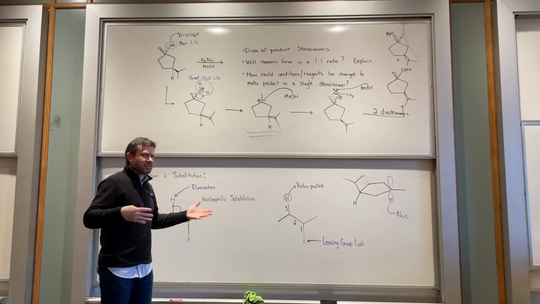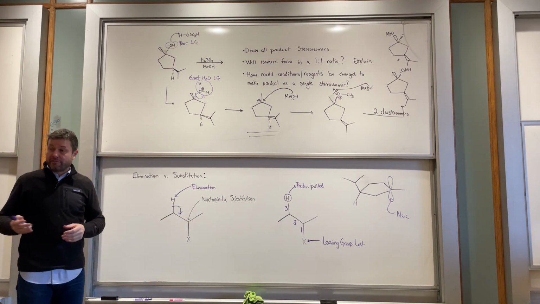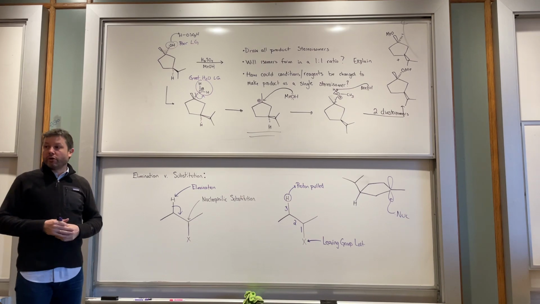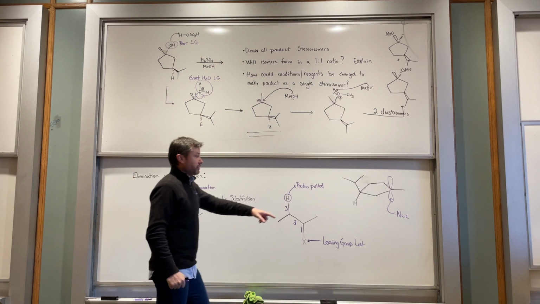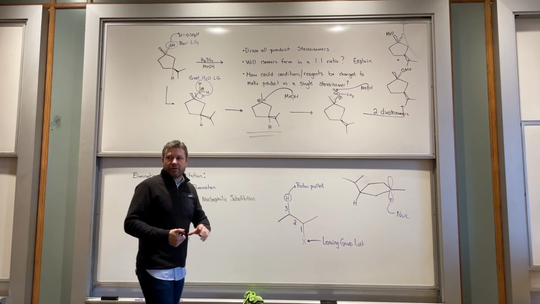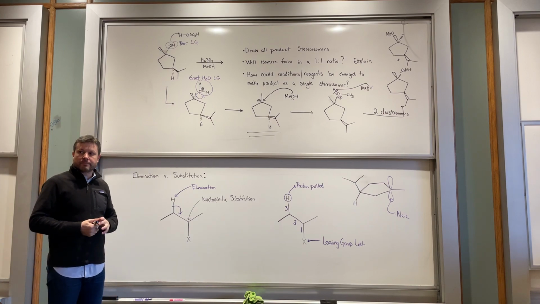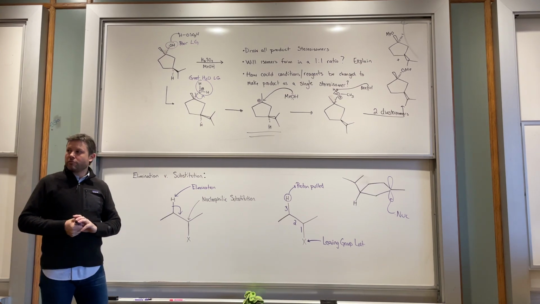So this could be a 60-40 ratio. It could be a 90-to-10 ratio. I really have no idea. But we know it's probably not going to be a 1-to-1 because that stereocenter is close enough to the new nucleophilic center that it's going to influence the addition to that center. Questions about that? Make sense?